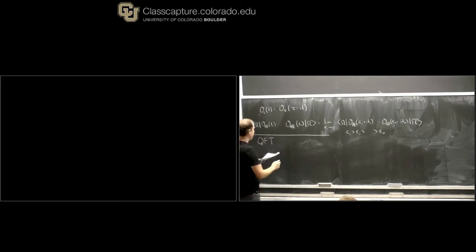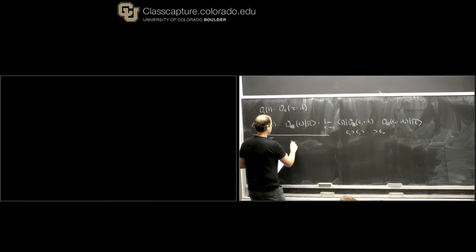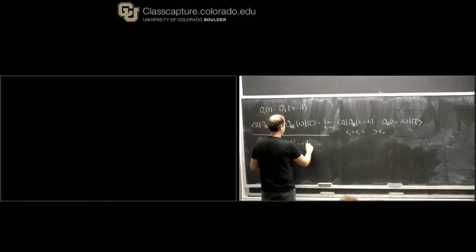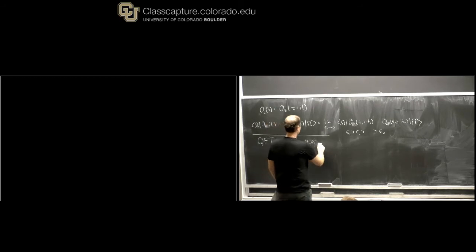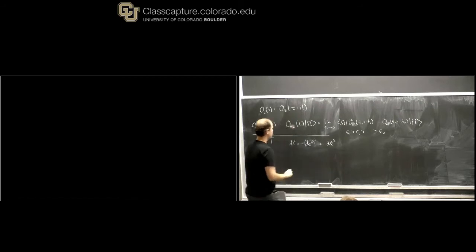And I'm going to work in mostly plus signature. So the metric is minus dx0 squared plus the spatial component squared. And this is because this is the only correct Lorentzian signature. The other one is incorrect.